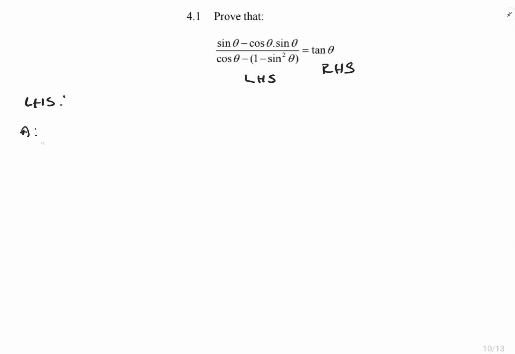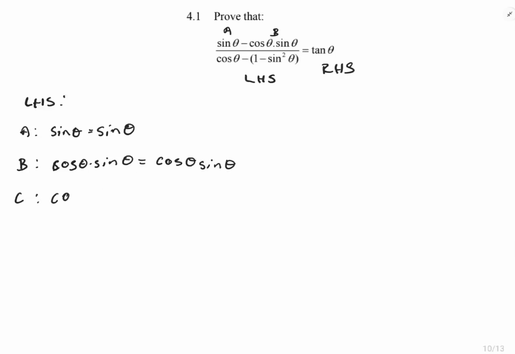So for A, how can you simplify sine theta any further? We can't simplify sine theta any further. It's just going to be sine theta, right? And if you look at B, let me just say this is A, this is B. If we look at B, if you have cos theta and sine theta, can we simplify this to be something that is reduced even more? Not really. We can leave it the way it is. So this is going to be cos theta sine theta. And C, cos theta again, we can't do anything on cos theta. It's just going to be cos theta.